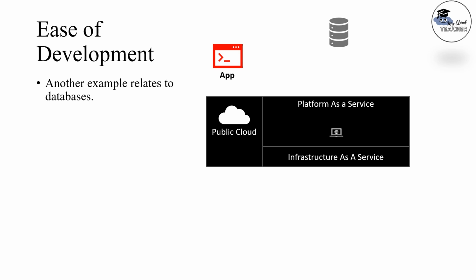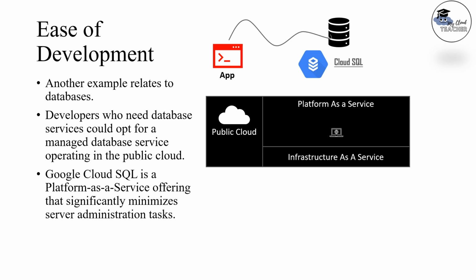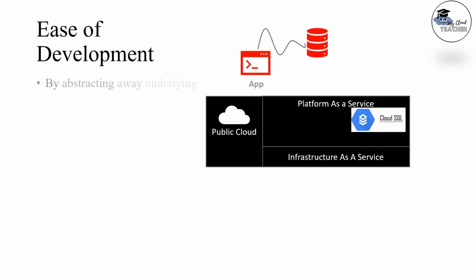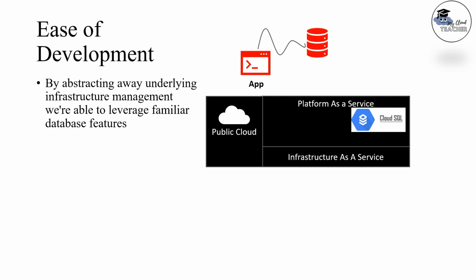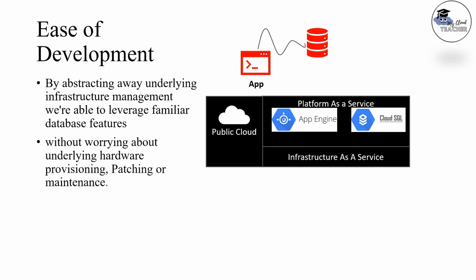Another example relates to databases. Developers who need database services could opt for a managed database service operating in the public cloud. Google Cloud SQL is a platform as a service offering that significantly minimizes server administration tasks. By abstracting away underlying infrastructure management, we're able to leverage familiar database features without worrying about underlying hardware provisioning, patching, or maintenance.